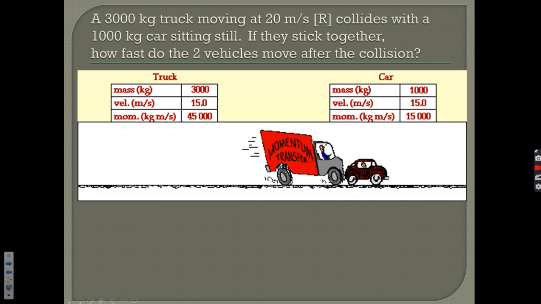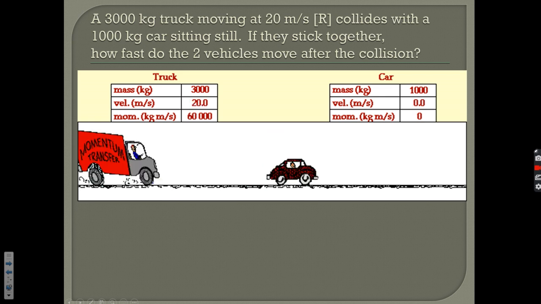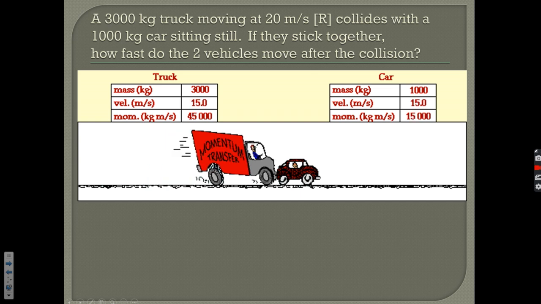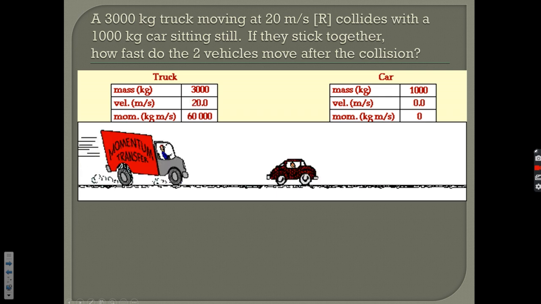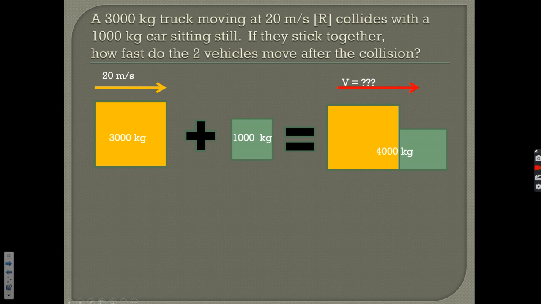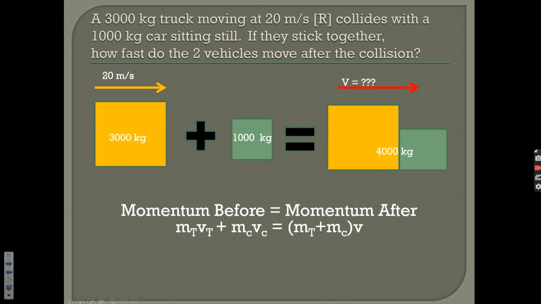Consider now a 3,000 kilogram truck moving at 20 meters per second right, colliding with a 1,000 kilogram car that is sitting still. If they stick together, how fast do the two vehicles move after the collision? Again, free body diagram. We know the whole system after the collision will move right, so we can consider all of our velocities as positives. So we've got mass and velocity of the truck plus mass and velocity of the car will be equal to their combined masses multiplied by the final velocity.